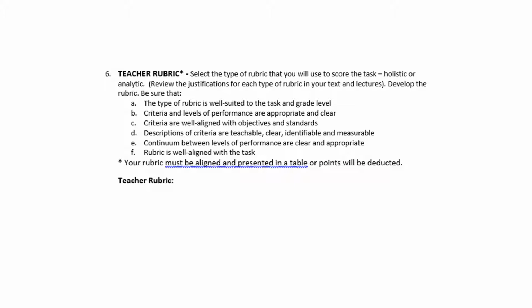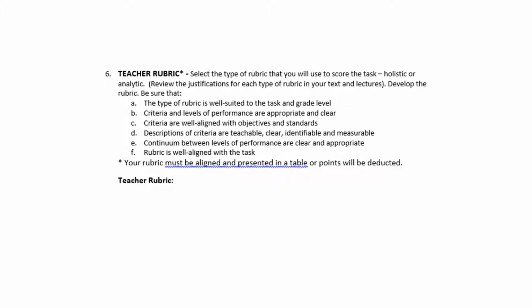I talked about alignment with objectives, and in this case, learning target and standards. Your descriptions of your criteria should be teachable, clear, identifiable, and measurable. So, for example, try to avoid using very subjective words such as most when you can. I know sometimes we have to do that, but as much as possible, use number ranges and use clear and measurable descriptions. Continue between levels of performance are clear and appropriate. So again, what's the difference between a level 1 and 2, etc., and aligned with the task.